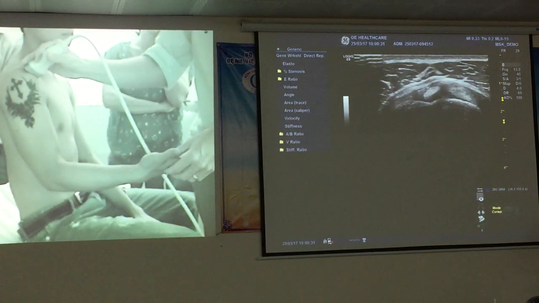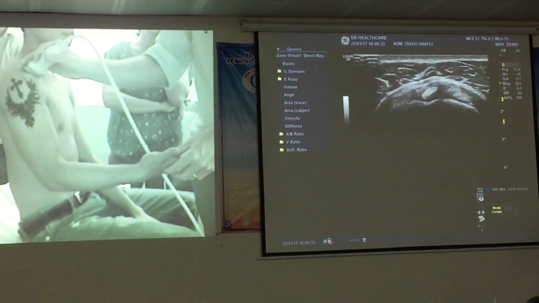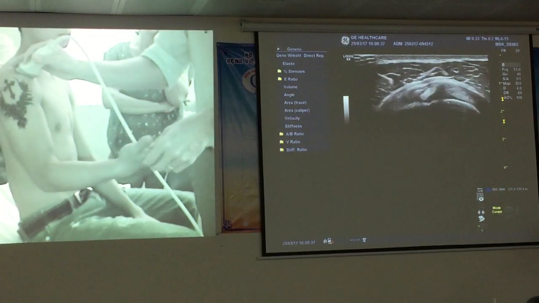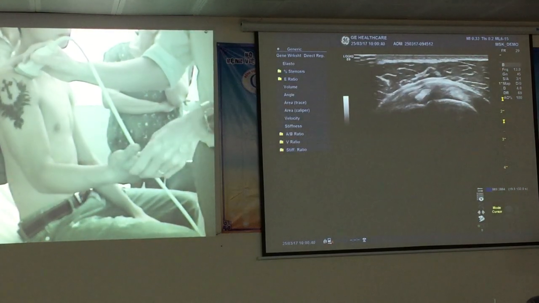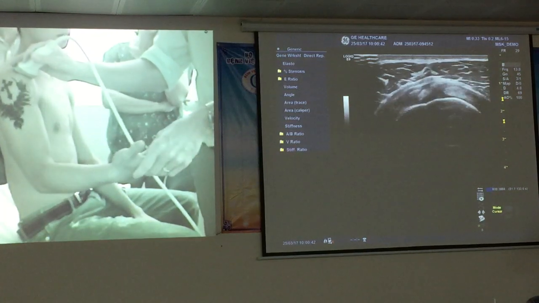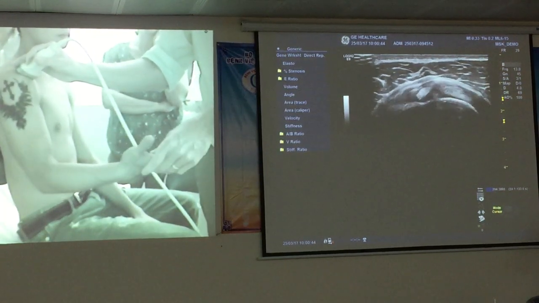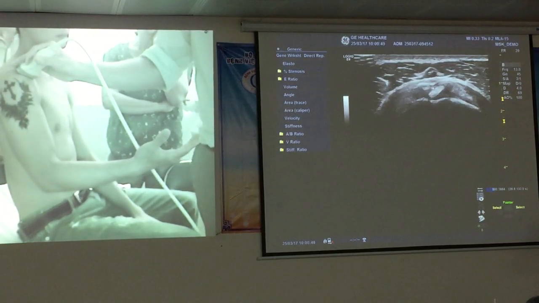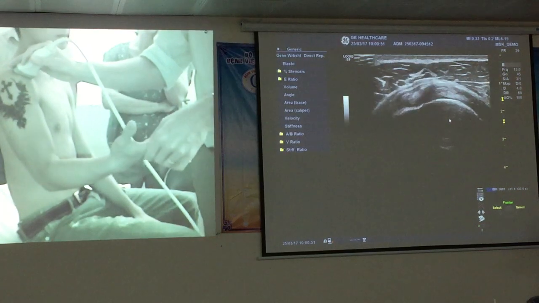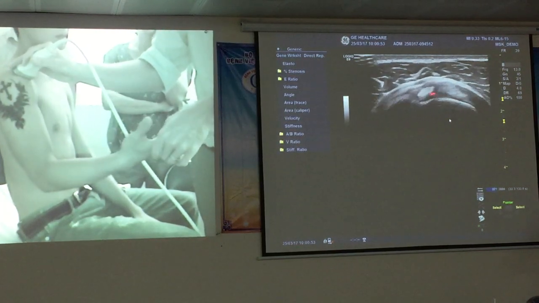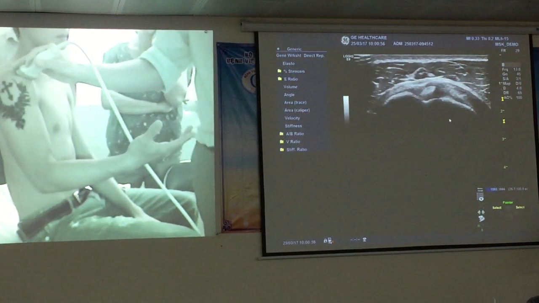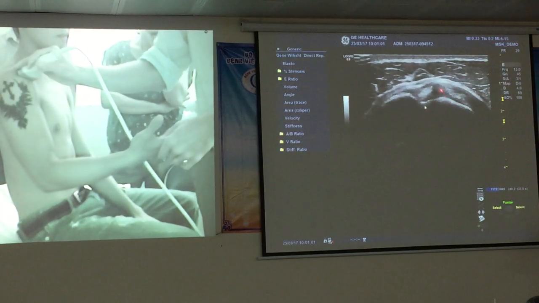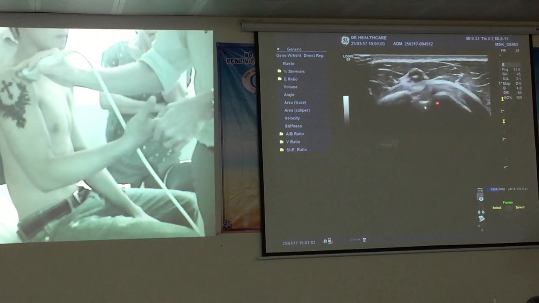So to check the integrity of the rotator interval or the biceps pulley, I just gently internally and externally rotate the arm. And I want to make sure that all of these structures are moving together, and that this long head of biceps is staying within the groove.